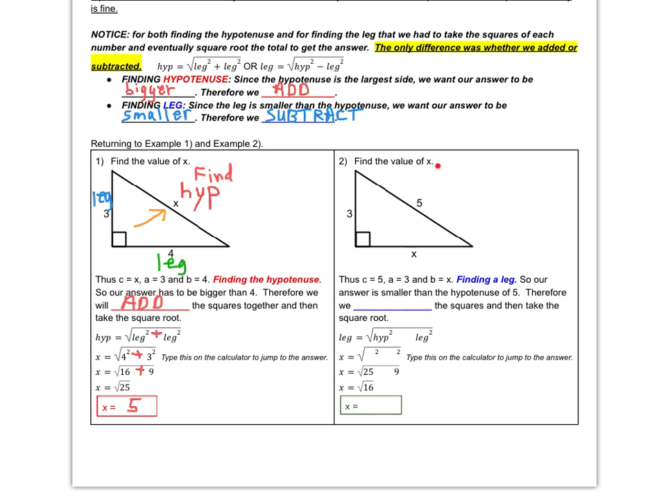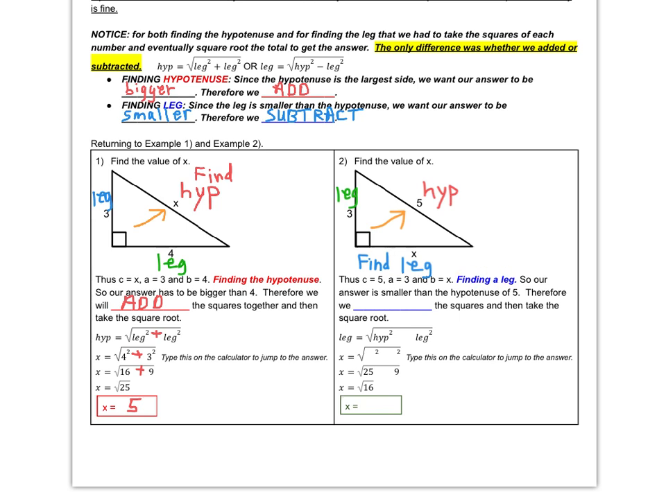Number 2 then, very similar. We're going to again find the x. First thing we're going to do is find the hypotenuse. We see the side across from the right angle is the 5. That makes 5 the hypotenuse. 3 is a leg, and x is a leg. So we're trying to find the leg. So again, C is 5, A is 3, B is our x, so that's what we're trying to find.